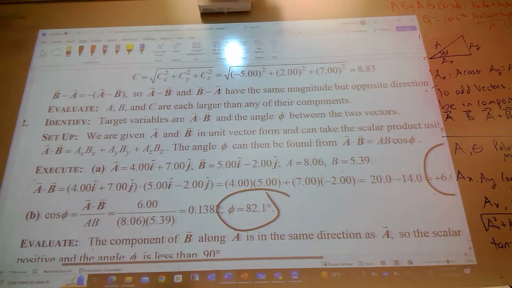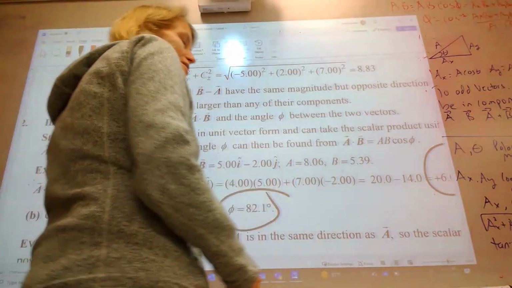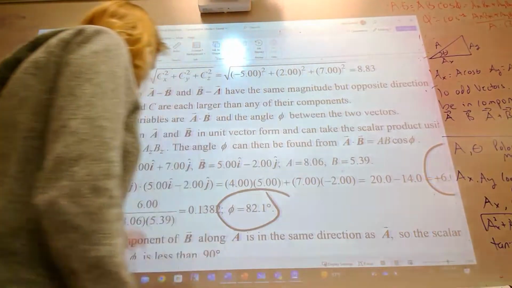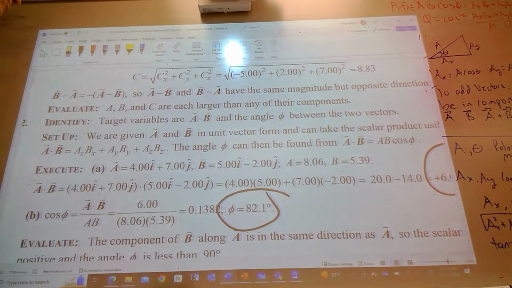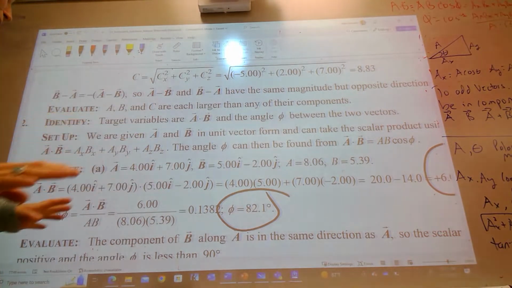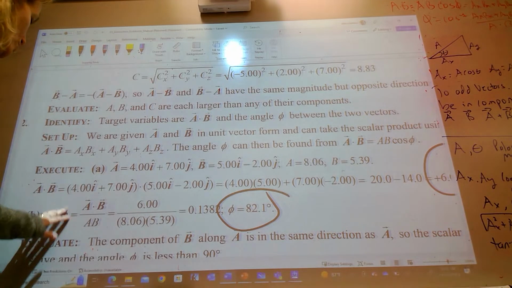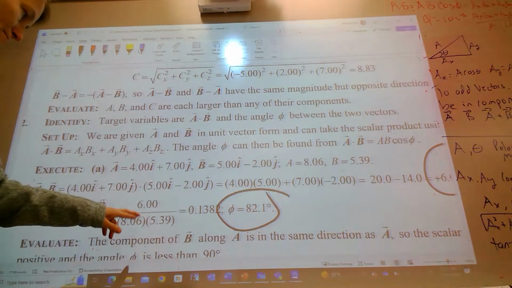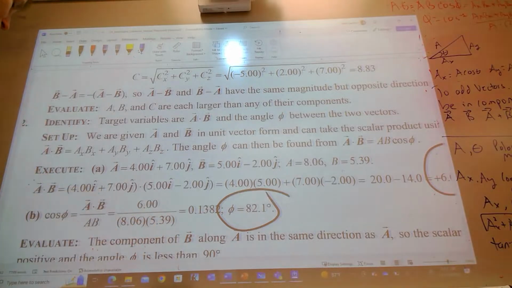Good. So we went through the dot product, which is the x times the x, so 4 times 5. The y times the y, 7 times minus 2. So we get 20 minus 14, which is 6. Our dot product is just a number. It has no direction. Now, to get the angle, you could do arctan of the two and get the difference between them, and I went through that at the end of class. Or you can do arccosine of the dot product divided by the magnitude times the magnitude, and I went through that with you.